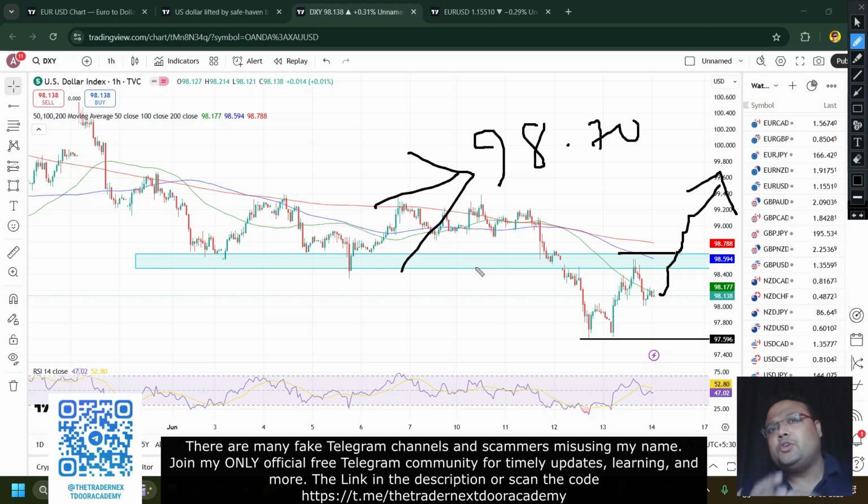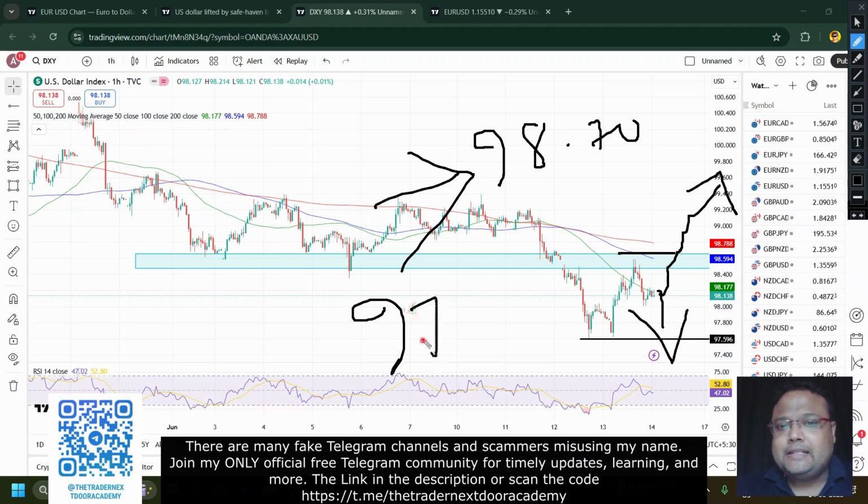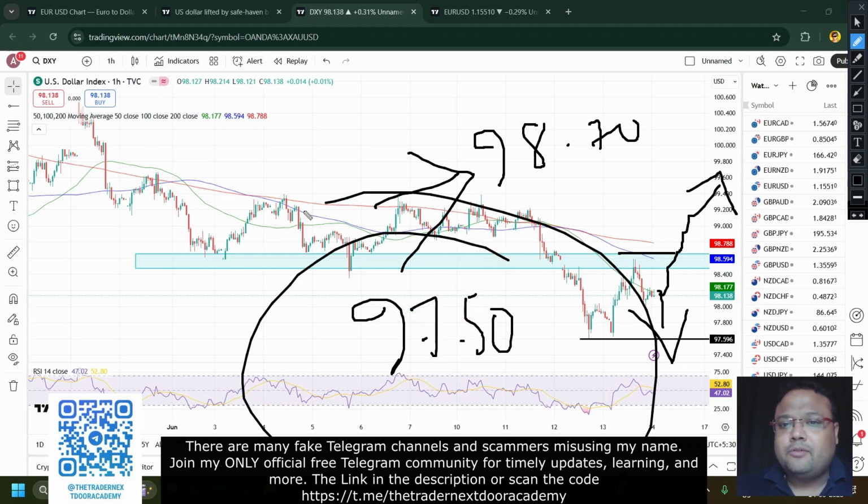And if the situation subsides or the tension eases, then obviously we will see further downside on the chart of DXY. And if it breaks 97.50, then obviously things are going to be more critical for DXY. So plan your trades accordingly and keep one eye on DXY if you love to trade Euro USD, GBP USD, USD JPY, or any USD pair.